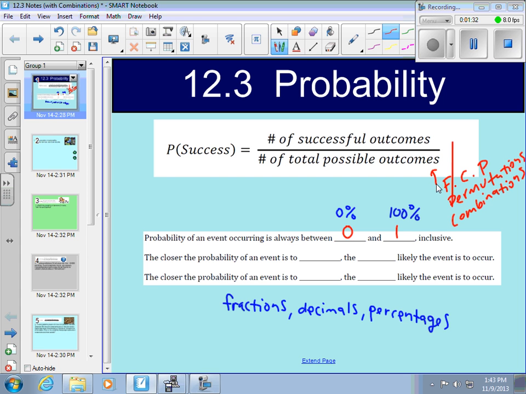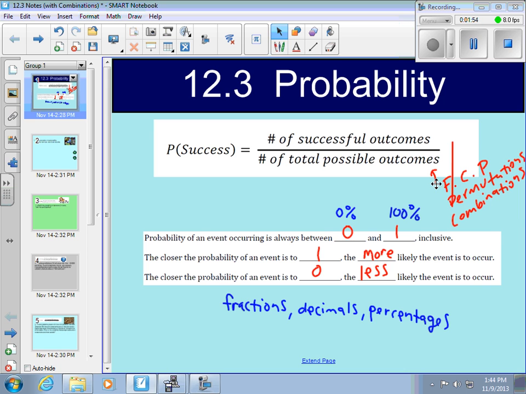All right, the closer the probability of an event is to 1, the more likely the event is to occur. So the closer to 1, your event is going to happen more often. When it's closer to 0, the opposite is true. It's less likely the event is to occur.